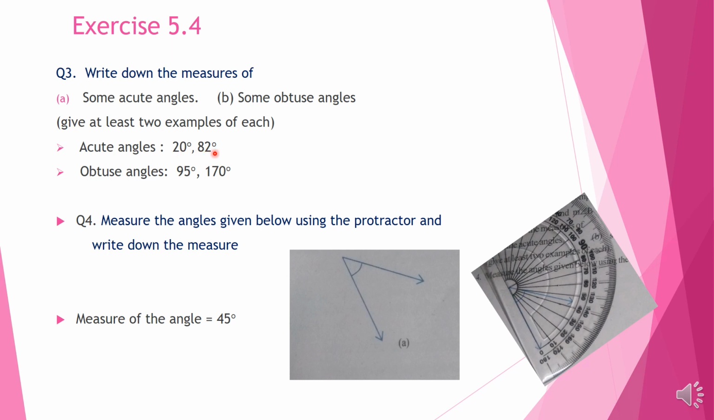It should be between 0 degree and 90 degree. Means less than 90 degree. Any number you can write. So, it will be the measure of acute angles. Okay, children. Now, second one is obtuse angles.